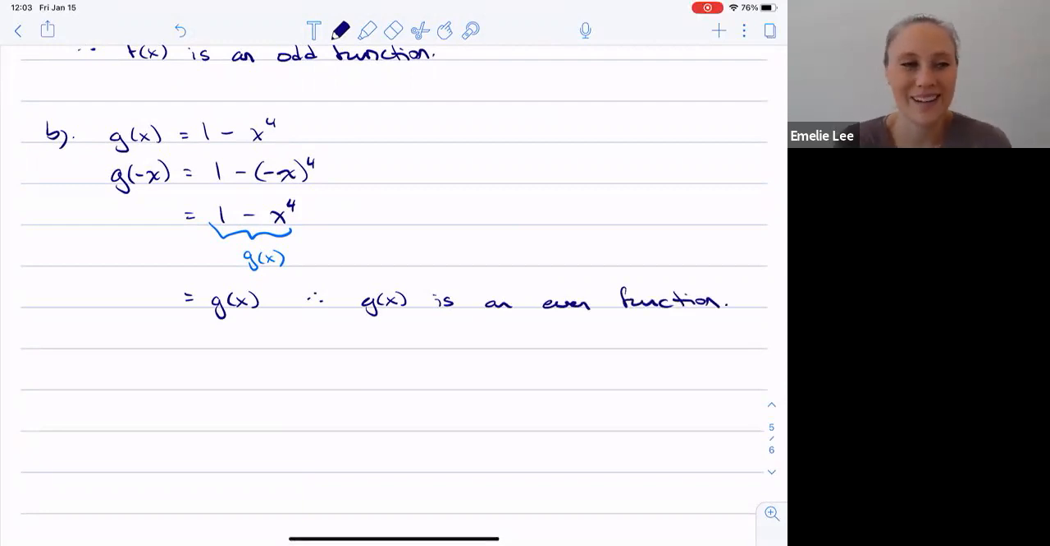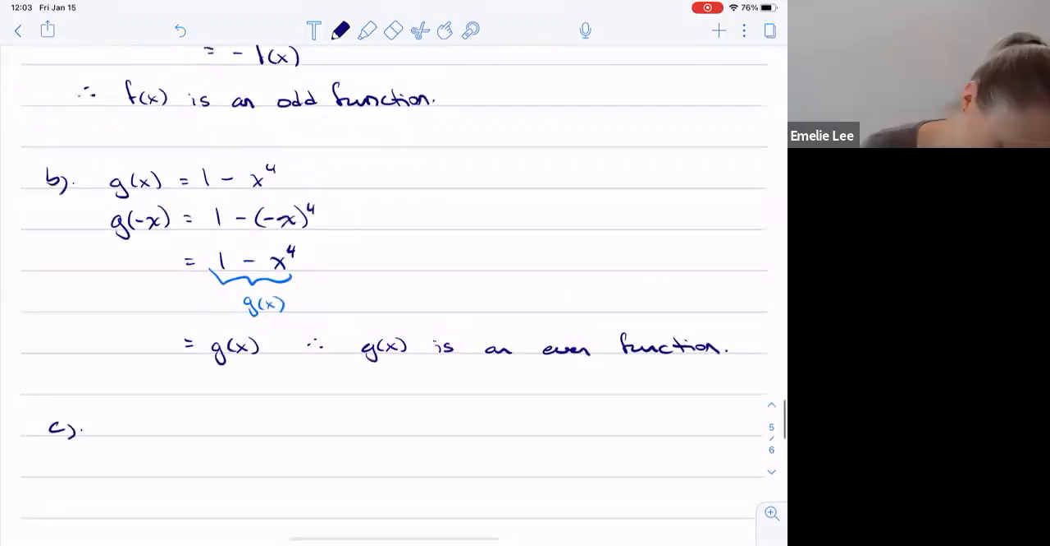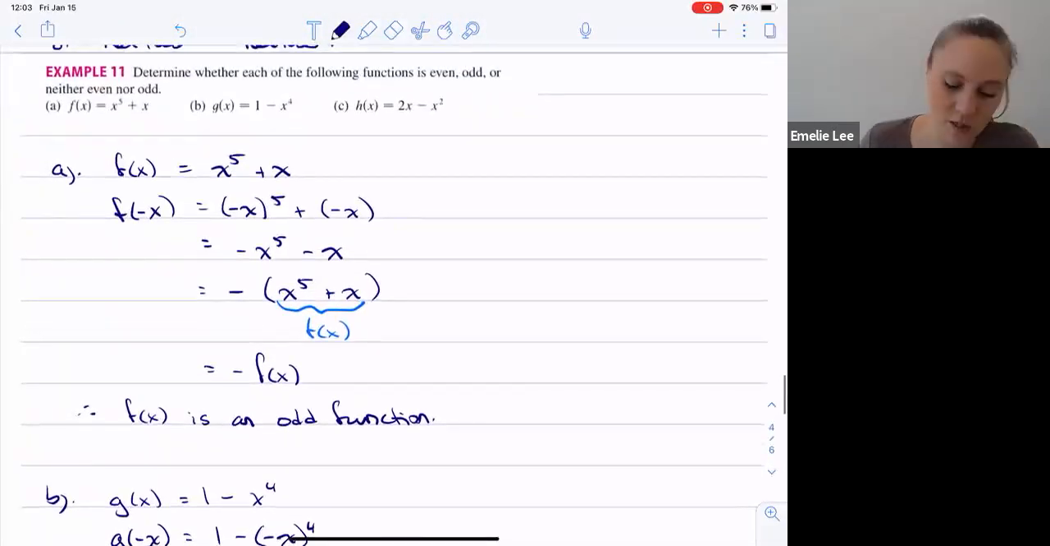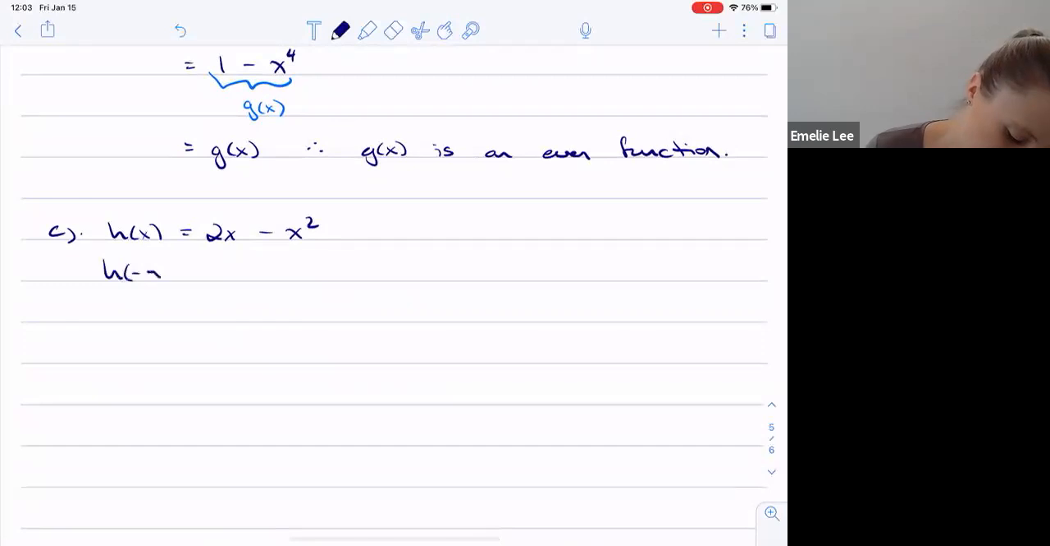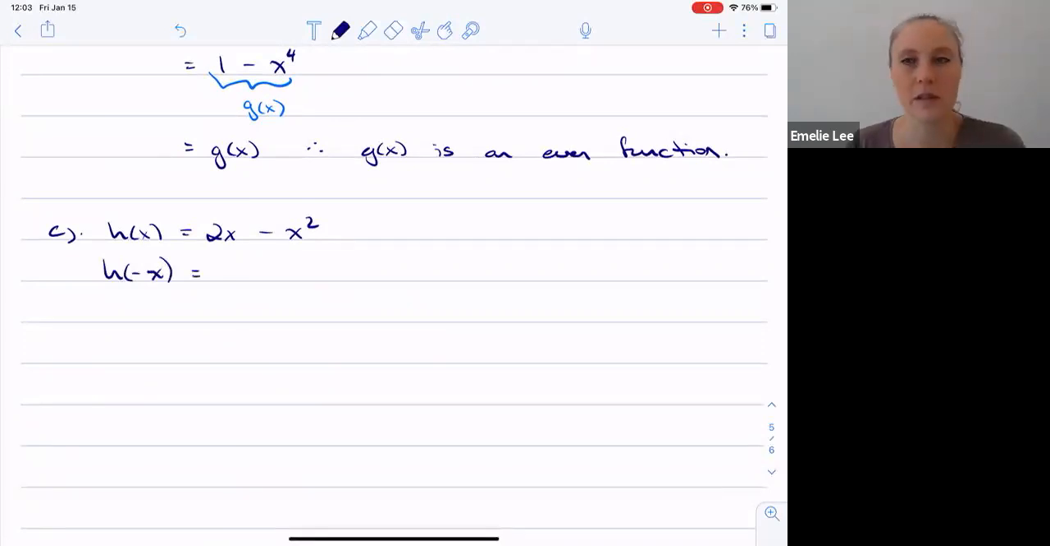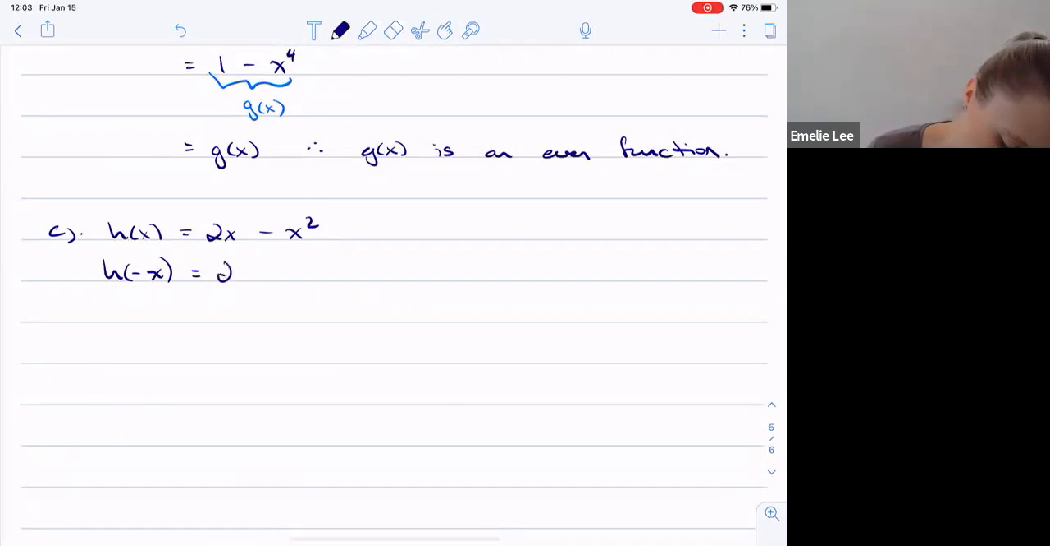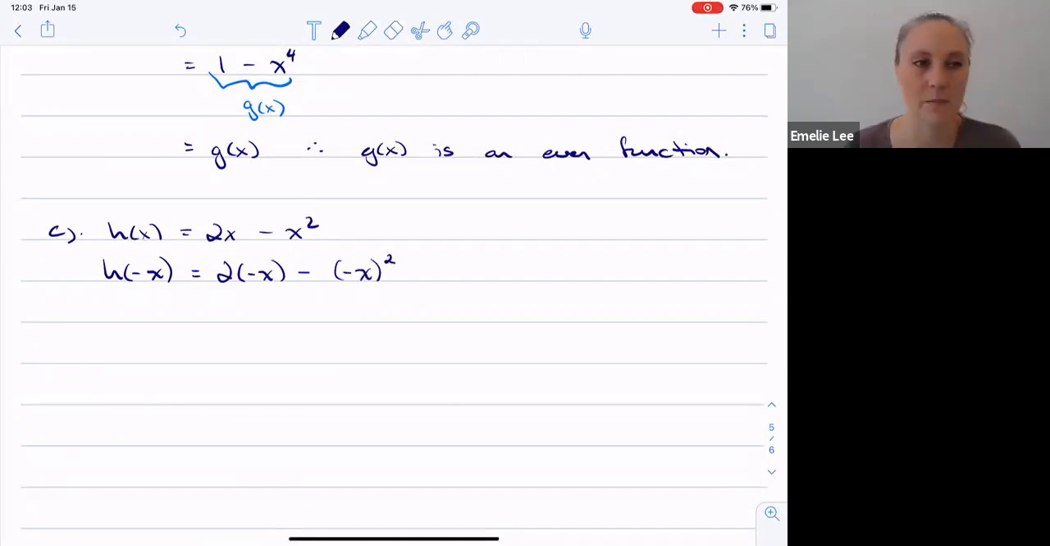Of course, if you know the games that they play, the third one is probably going to be neither, right? But let's just have a look. So C was h of x is 2x minus x squared. So h of x is 2x minus x squared. What I'm going to do again, h of negative x, just substitute negative x in for x. So we've got 2 times negative x minus negative x squared.